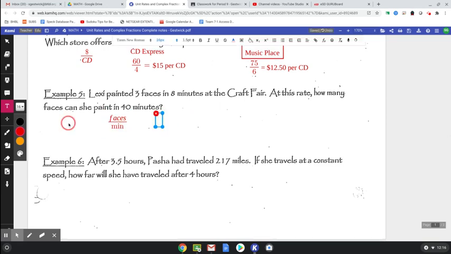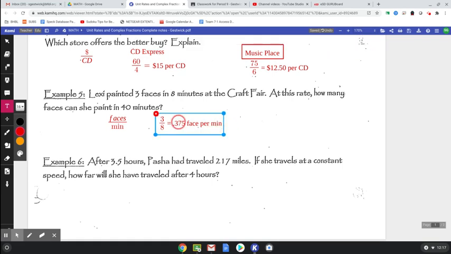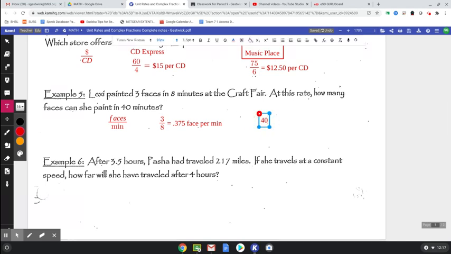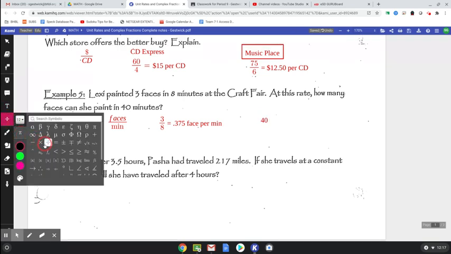Okay, so she can do 3 faces in 8 minutes. So 3 faces in 8 minutes turns into 0.375 of a face per minute. So for every 1 minute, she's doing this. So if she has 40 minutes, we're going to take the 40. We're going to multiply it. Here's how you can find multiplication here. If they let me put it in.